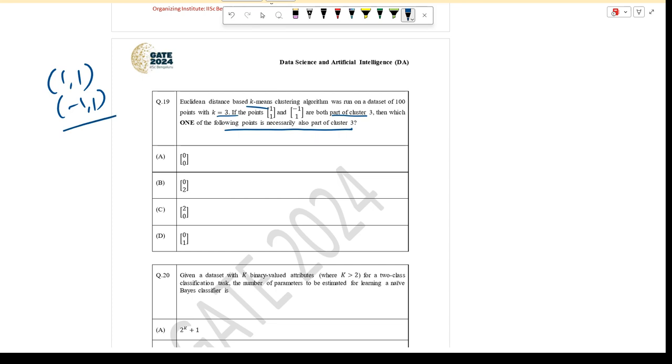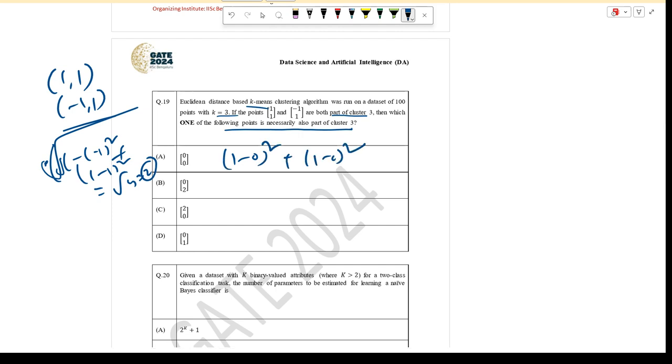We know that the cluster 3 has a centroid located equidistant from the 2 points. Okay, so as a result of that equidistance from this point, the distance is root of 1 minus minus 1 square plus 1 minus 1 square, so root 4. So answer is 2. This is directly. So let's examine the options. So first is 0 0. So the distance from this will be 1 minus 0 square, 1 minus 0 square. I'm doing it very easily. So directly root 2, and the distance from this thing is also root 2.